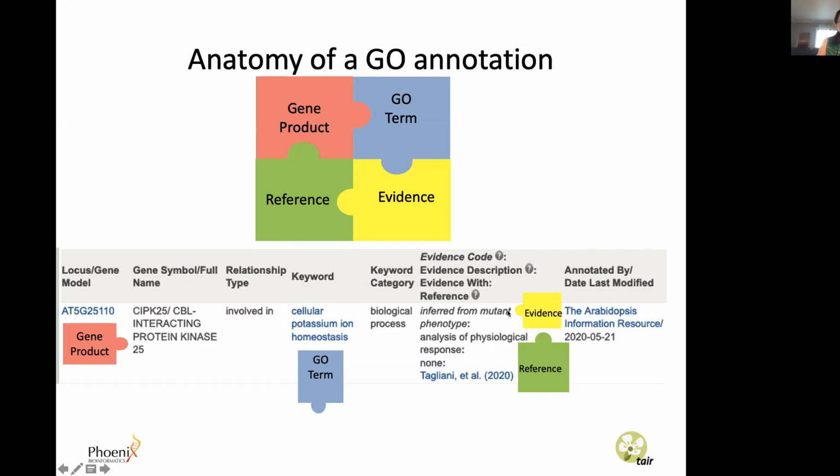So the experiment in this case tells you that there was a physiological assay done on a mutant, and that experiment was described in this paper. And from the blue color of this text, you can see that this is a hyperlink. And if you clicked on that, you would go to the page that describes the publication. And then you can go to the actual journal article if you want to read the experiment in detail.